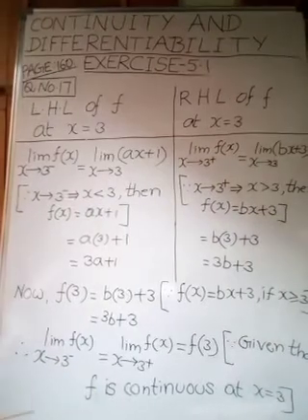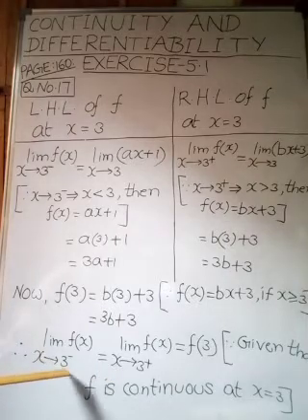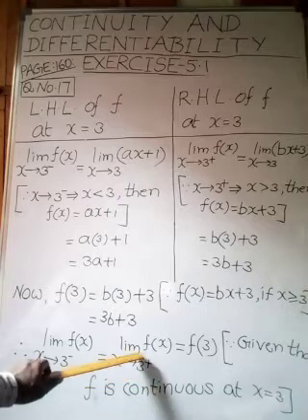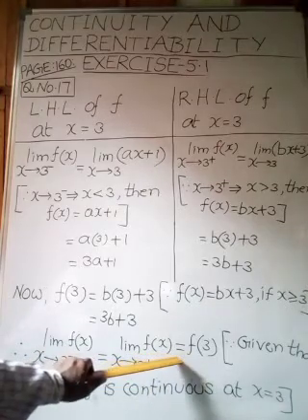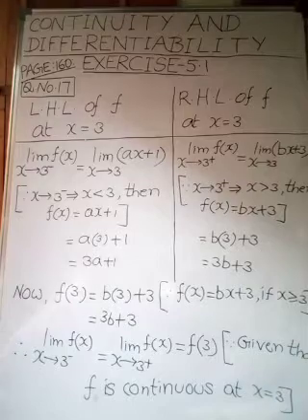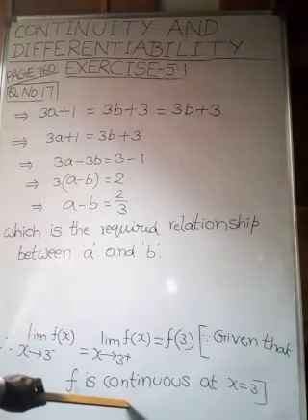Okay, my dear children, that is why I am writing this step as limit as x tends to 3 minus of f of x is equal to limit as x tends to 3 plus of f of x is equal to f of 3. Understood this step, my dear children? Right. So we have taken this part.